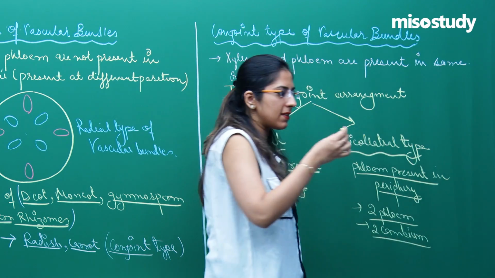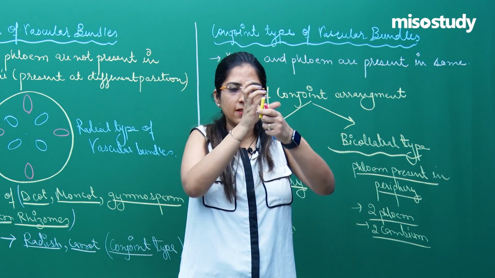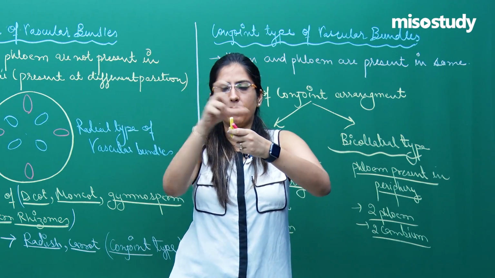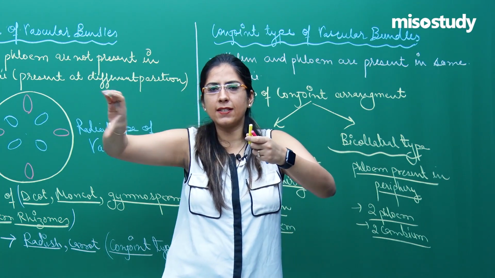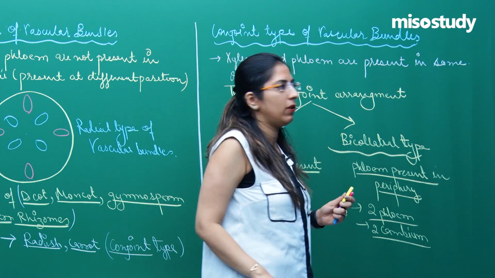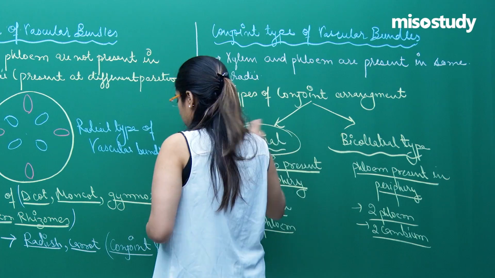In this, they are present like this. In the outermost region, we have phloem present. Similarly, on the second side, phloem is present. Then we have cambium, and similarly cambium. In between, in the center line, we have xylem. This type of arrangement is called a bicollateral type. Now, let's first discuss this collateral type.